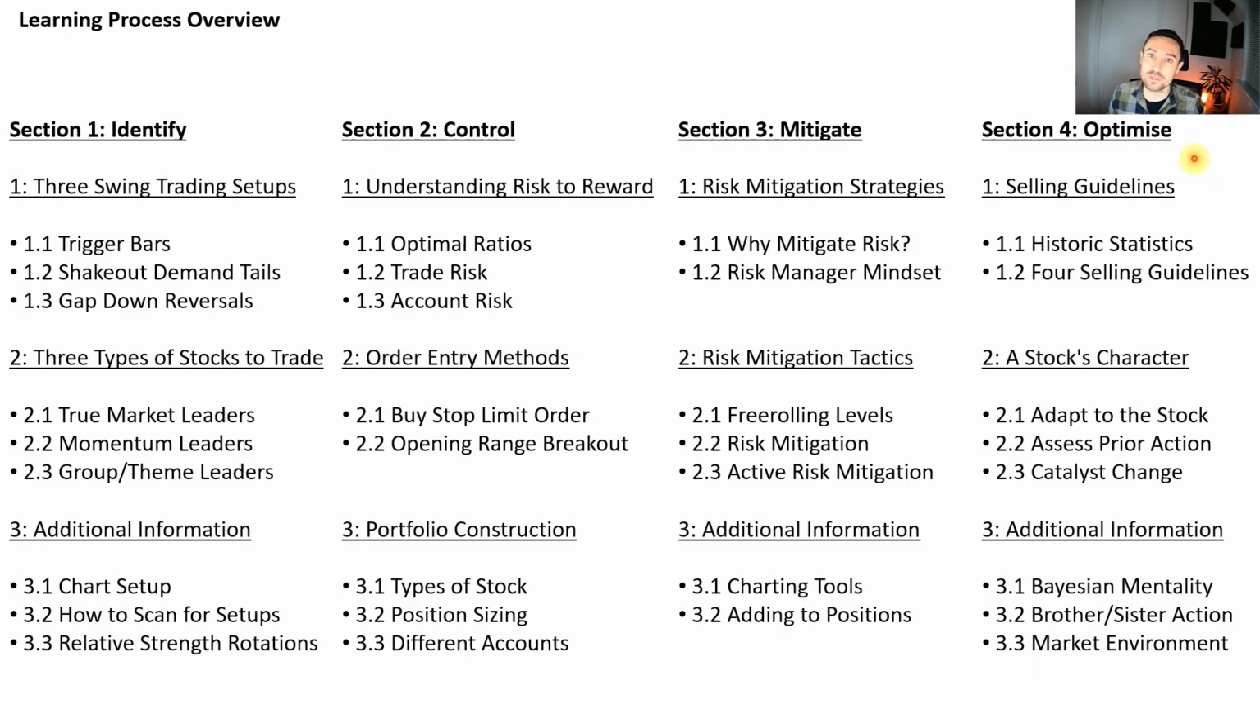So what we're going to do is break it down into the 4 components of a trade, and we're going to combine other things like position sizing and portfolio construction within this as well. We're going to start off with section number 1, identify. How do we identify a high quality setup? Then number 2, how do we control the risk, create that asymmetric risk versus reward trading opportunity? Number 3, how do we mitigate the risk? How do we free roll the trade? Then number 4, what are the selling rules, selling guidelines that we are using to optimize the profits, both in terms of monetary gain, but efficiency of the monetary gain?